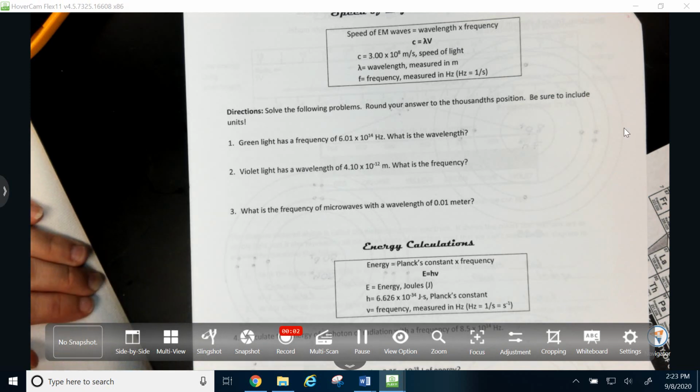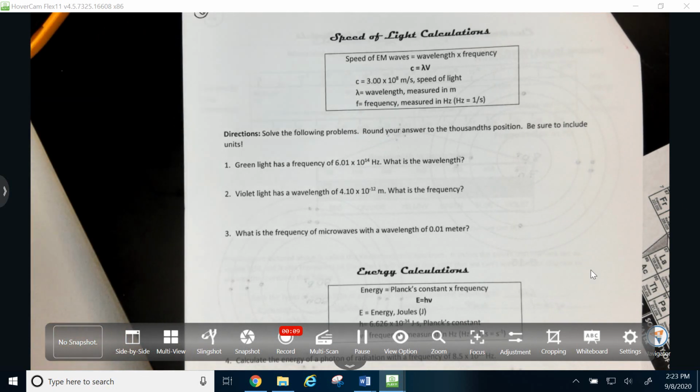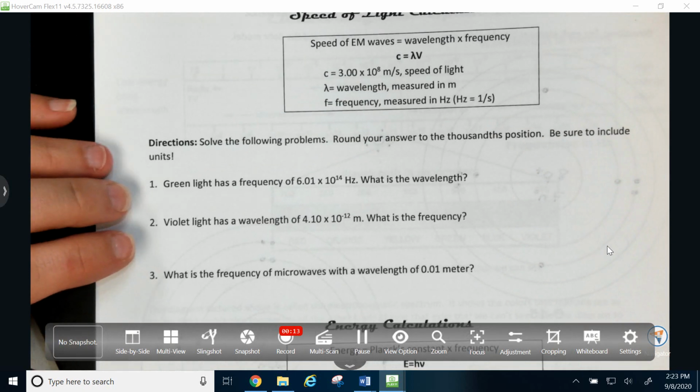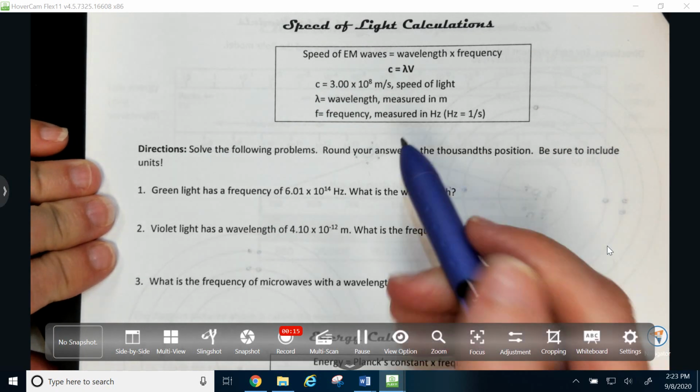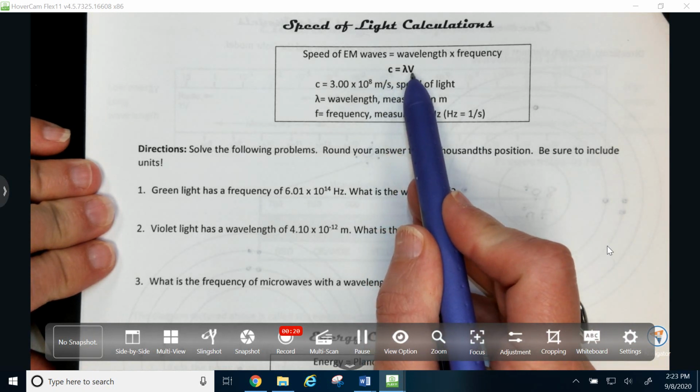Alright students, we're going to go over these wave calculations today. So we have two different formulas that we're going to be using. One formula is the speed of light formula and the other is the energy formula. So the speed of light formula is going to be your speed of light equals your wavelength times your frequency.